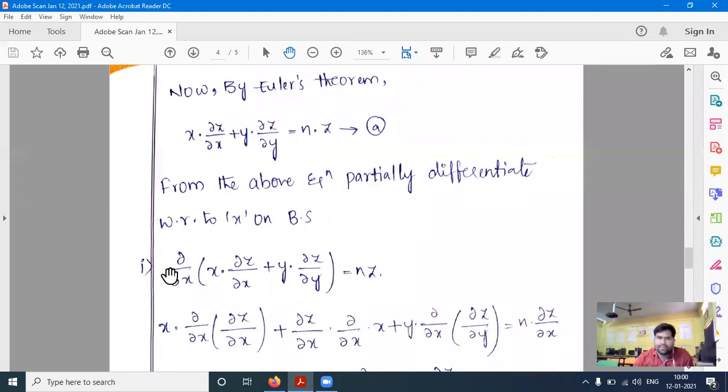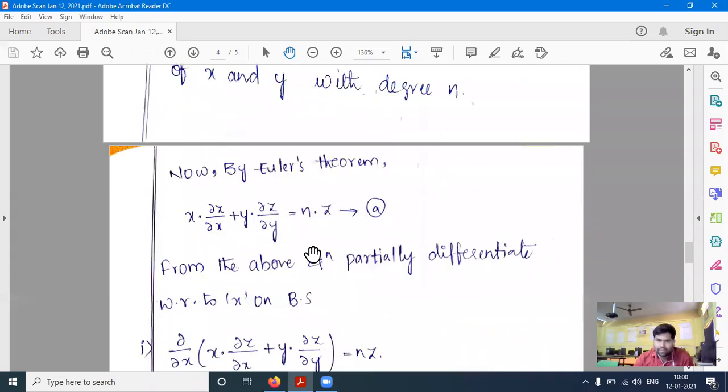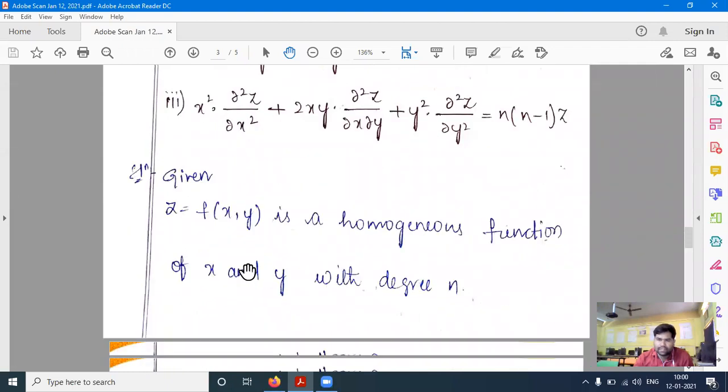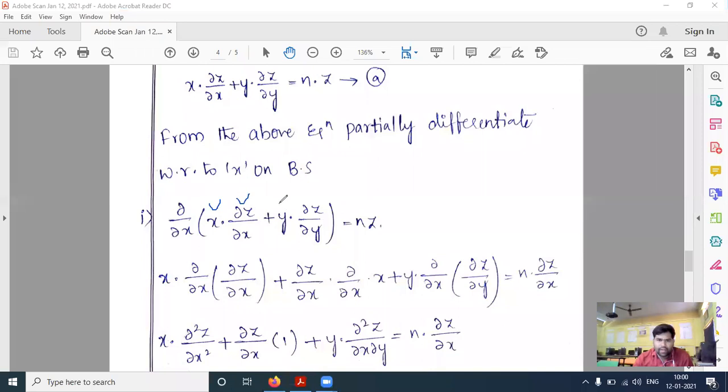So then what happens is dou by dou x of x into dou z by dou x plus y into dou z by dou y is equal to n z. We will get the first proof here. So x into, again you have to apply the product rule for this one, u v. It is u and it is v. Okay, y is constant.